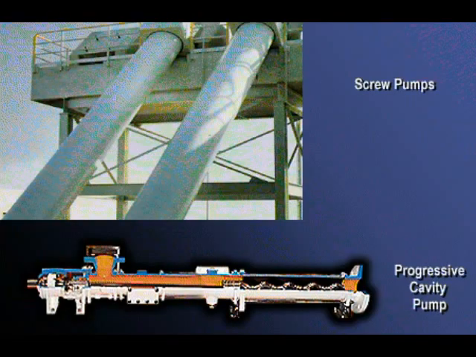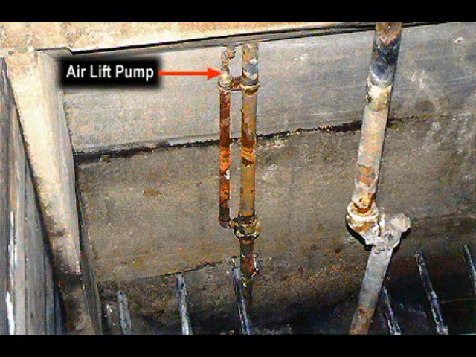The progressing cavity and the screw are two types of mechanical action that can move liquid through the pump. This course will also briefly consider the airlift pump. While it is not a positive displacement pump, it is included here to complete the discussion of the more commonly used types of pumps in a wastewater treatment plant.